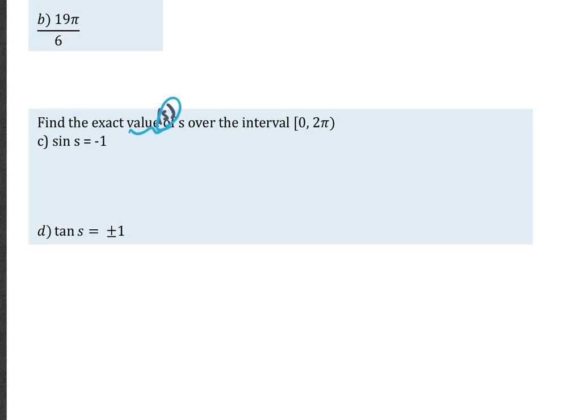And for C, there would be 2 answers. Actually, that's the only time there could be one answer because y is only -1 once. But then for D, there's a 4, because tan happens +1 twice and -1 twice.